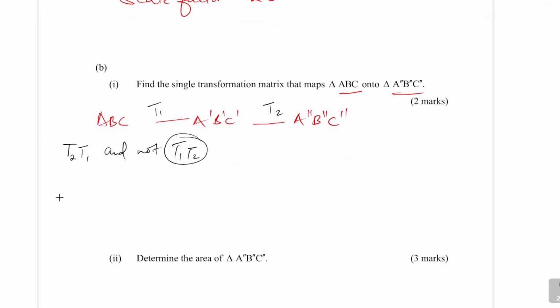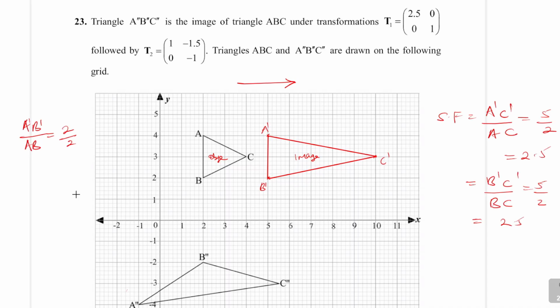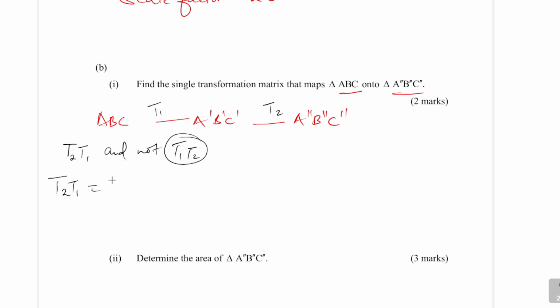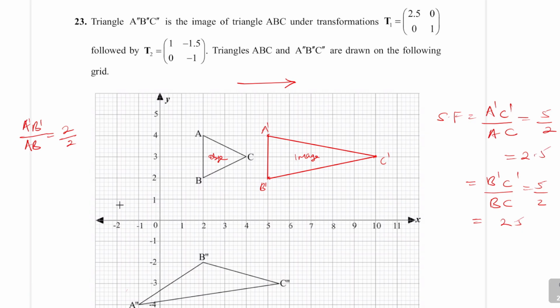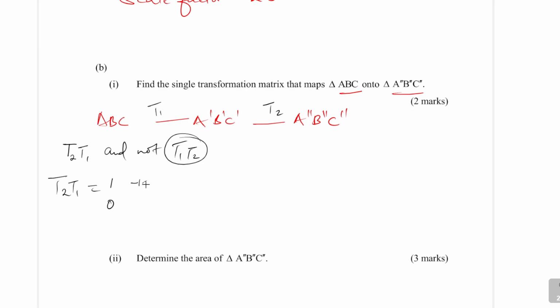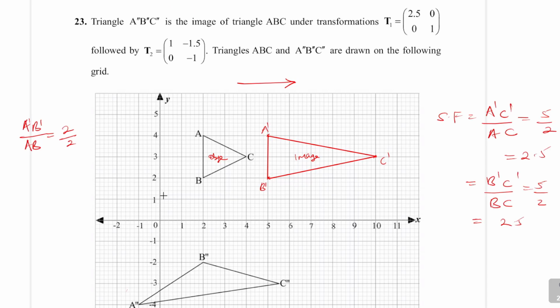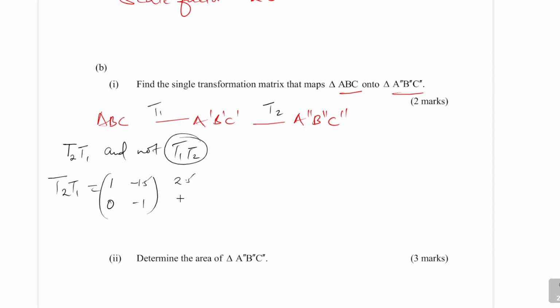So let's get T2 multiplied by T1. So T2 is 1, 0, negative 1.5, negative 1, like that, and then T1 is 2.5, 0, 0, 1. That is what you're supposed to multiply.